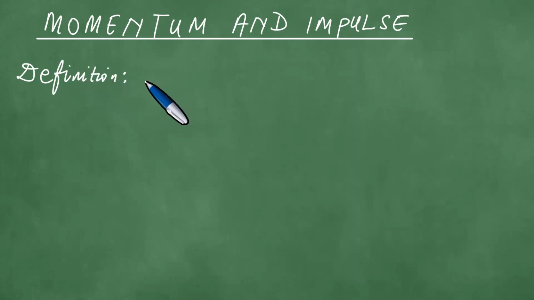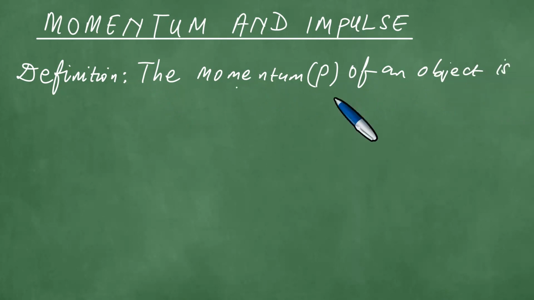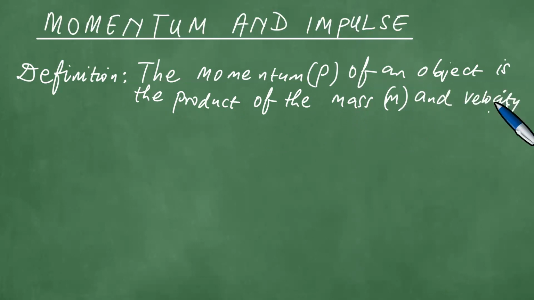Right, this definition focuses on what momentum is. We call the momentum P of an object the product of the mass m and velocity. Because they can ask you in the exam, what is the momentum of the object?